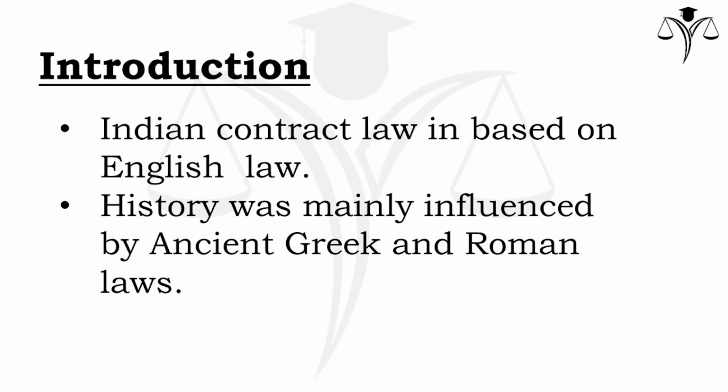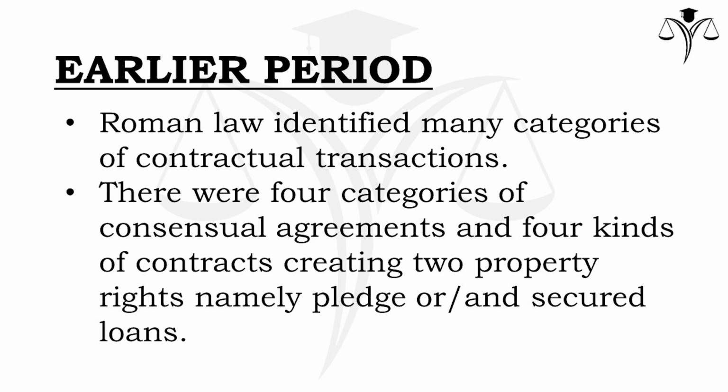During the earlier period, the Roman law identified many categories of contractual transactions. Each of the contracts had its own requirements, which needed to be fulfilled for its enforcement. There were 4 categories of consensual agreements and 4 kinds of contracts, creating 2 property rights, namely pledge and secured loans. Roman law thus represented many specific kinds of contracts depending on the nature of the transactions.